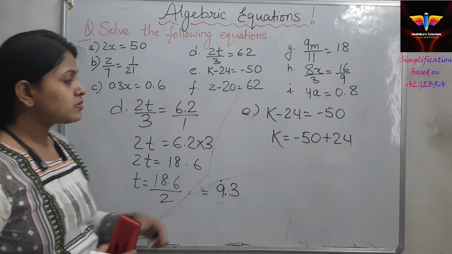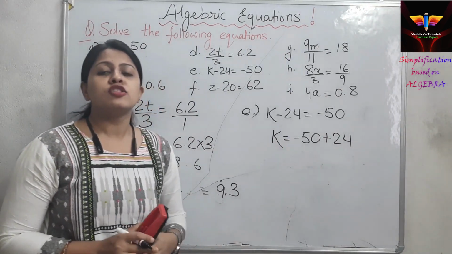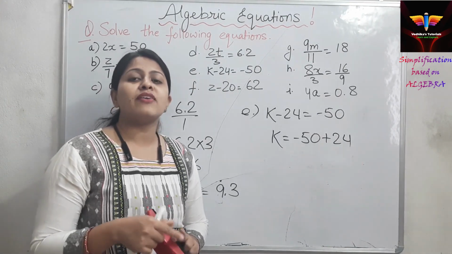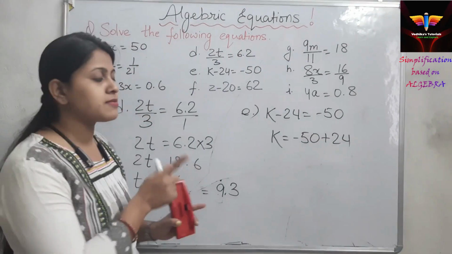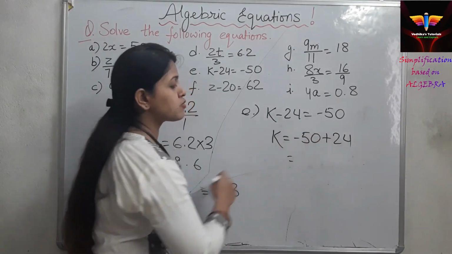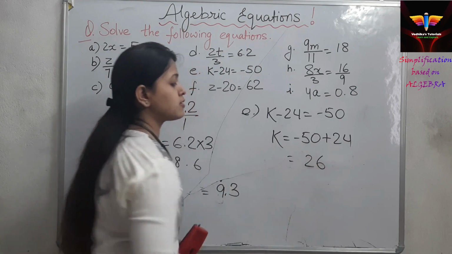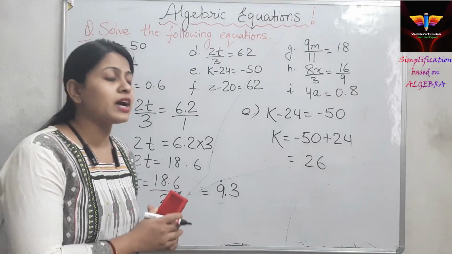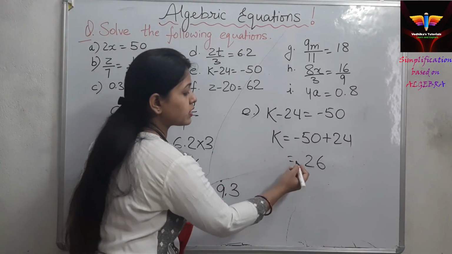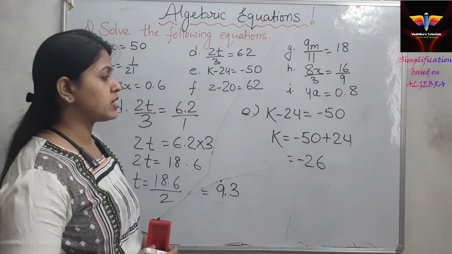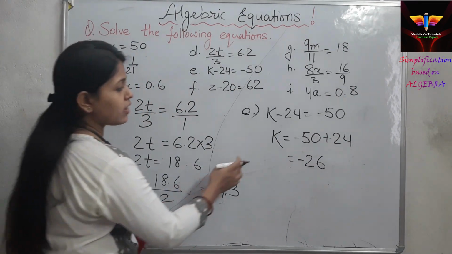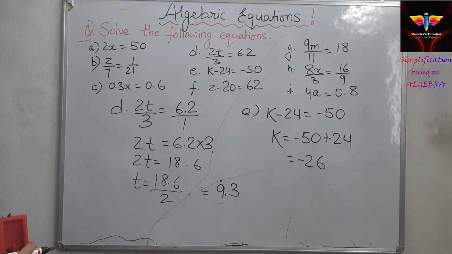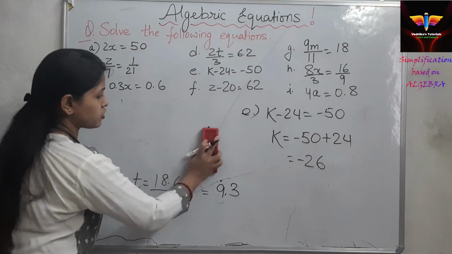Okay, now there are two signs, minus and plus. So when one is negative and one is positive, what we have to do? Exactly, we have to do the subtraction. So 50 minus 24. The answer is 26. But which sign we have to put? Exactly, the sign of the greater number. So here minus is of the greater number, so we put minus 26. Okay, so the value of k will be minus 26.